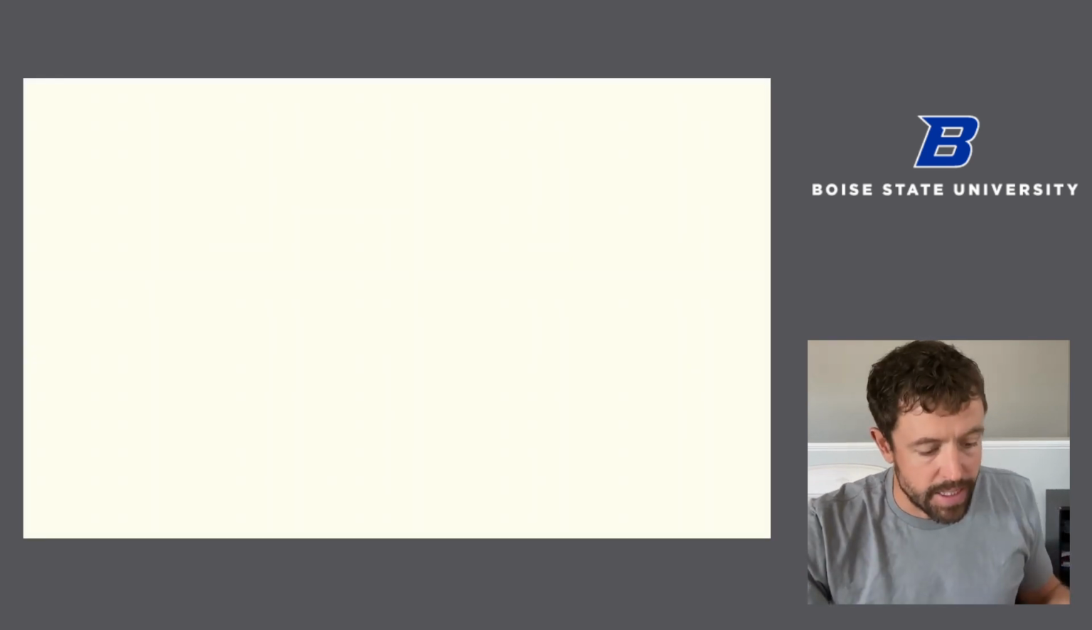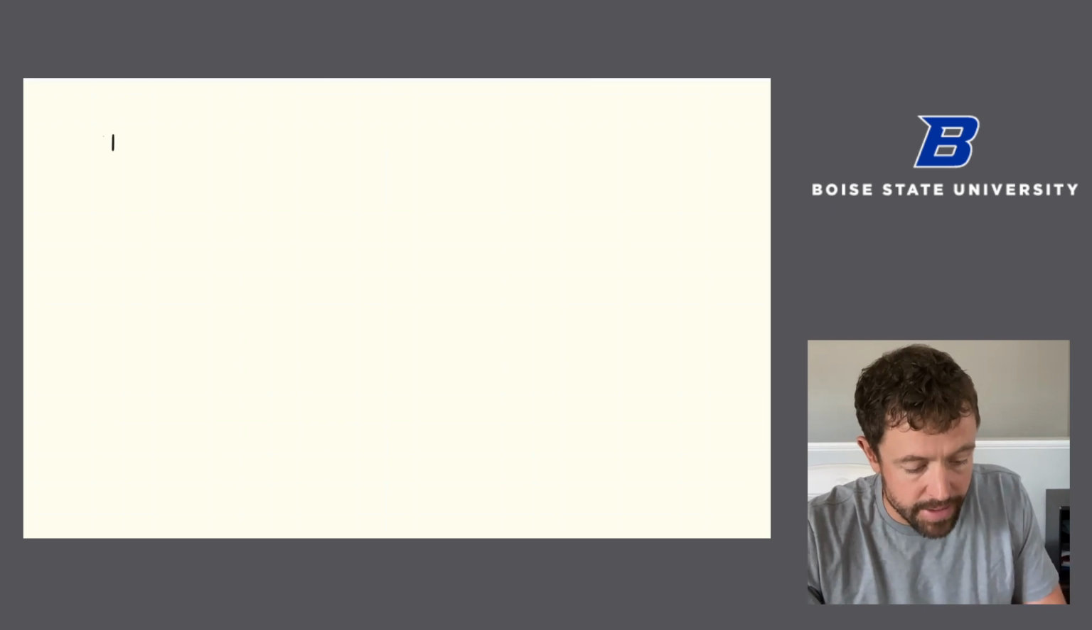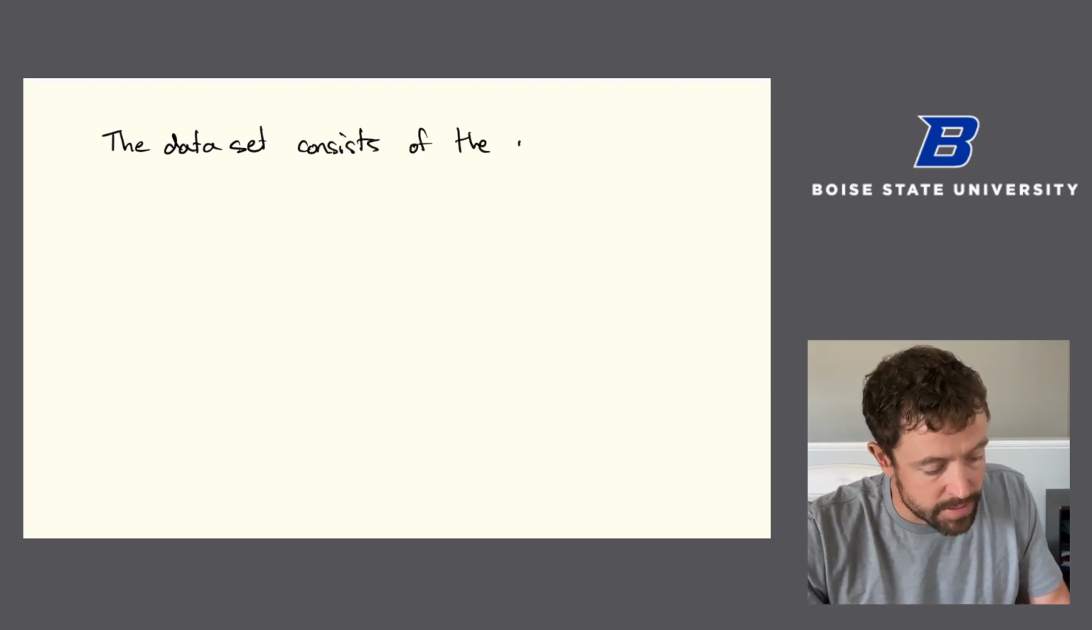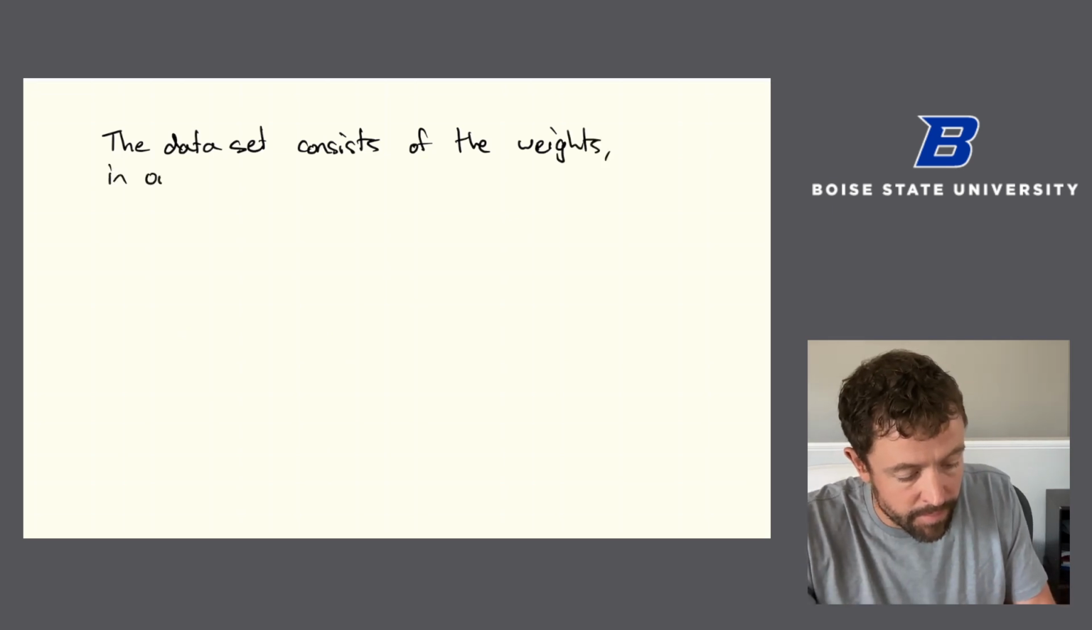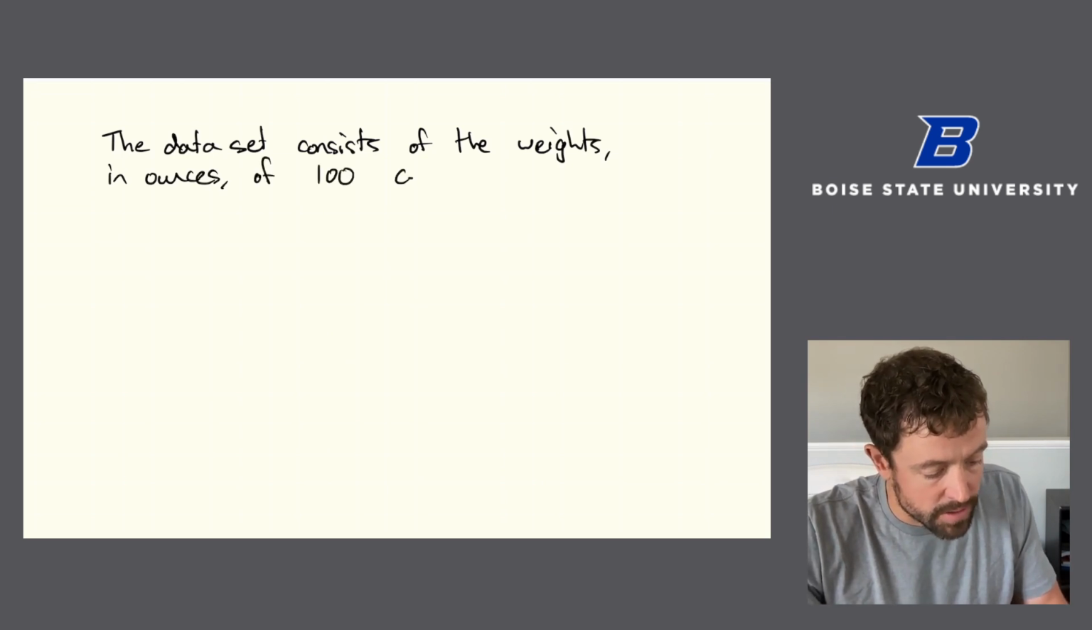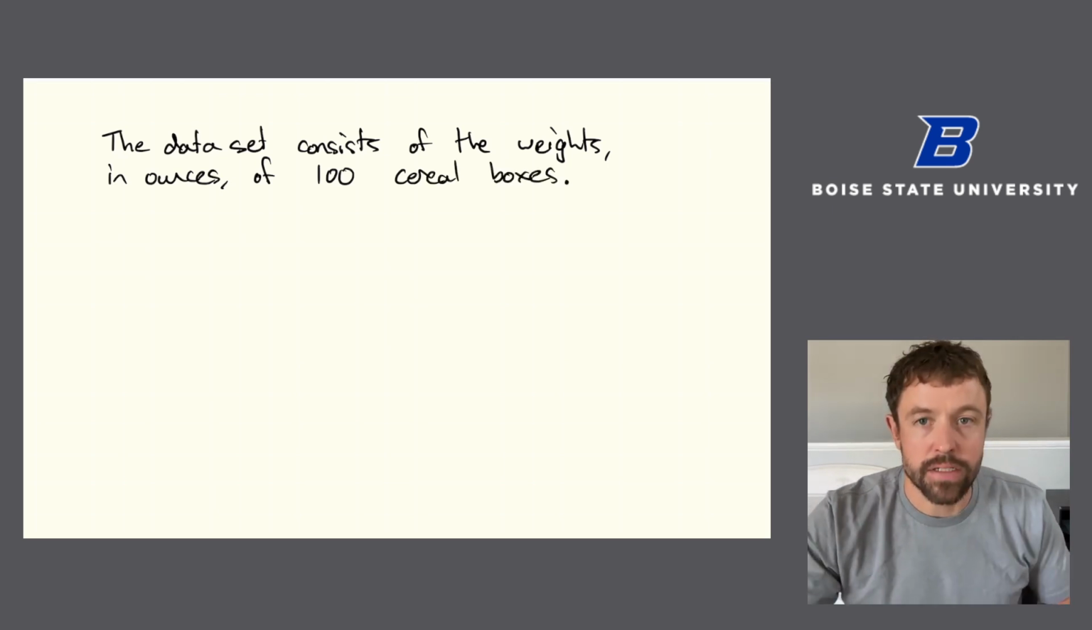So if I'm describing this data set, the first thing I'm going to say is that the data set consists of the weights in ounces of 100 cereal boxes. So that's the first piece of information that I want to include.